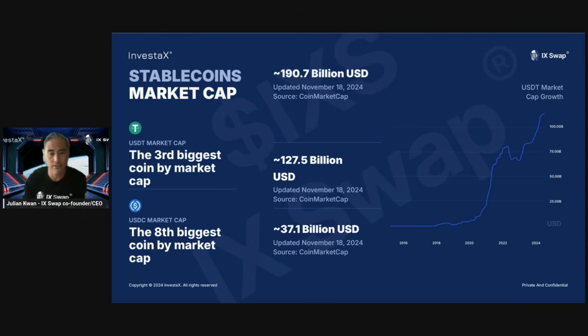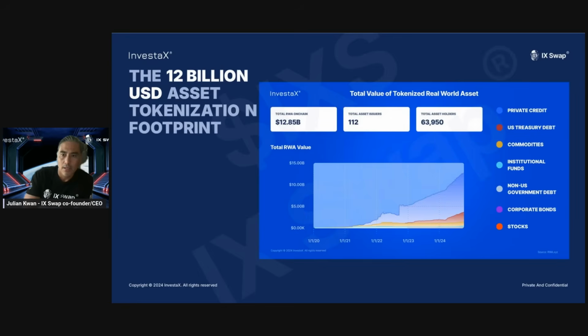Platforms, it's just exploding, right? And these are really just tokenized dollars, right? Massive use case. What else we got?